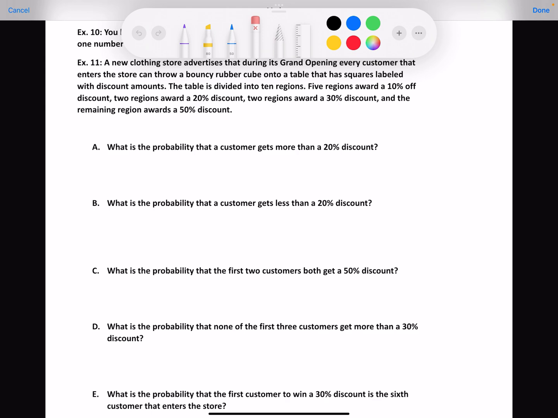All right, a new clothing store advertises that during its grand opening, every customer that enters the store can throw a bouncy rubber cube onto a table that has squares labeled with discount amounts. The table is divided into 10 regions. 5 regions award a 10% off discount, 2 regions award a 20% discount, 2 regions award a 30% discount, and the remaining region awards a 50% discount.